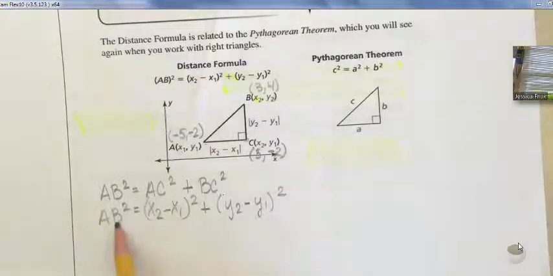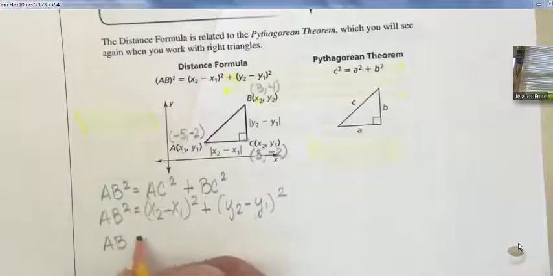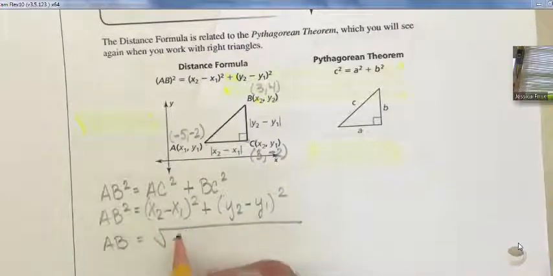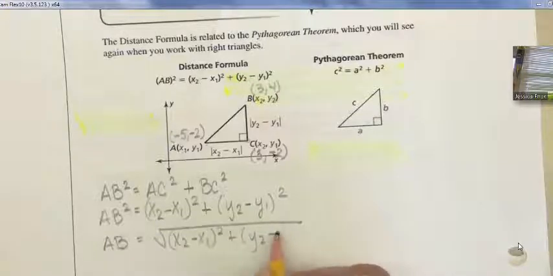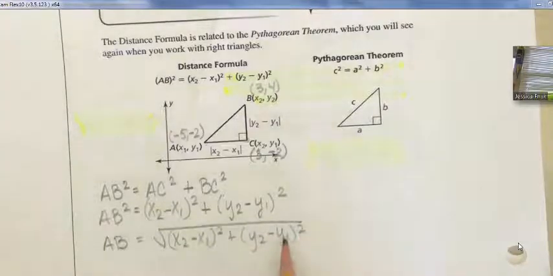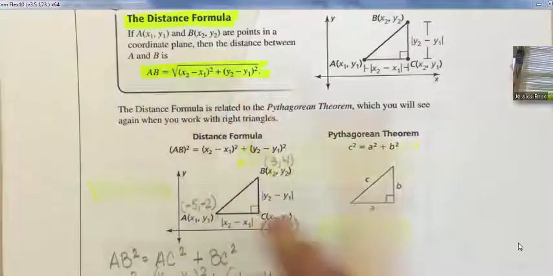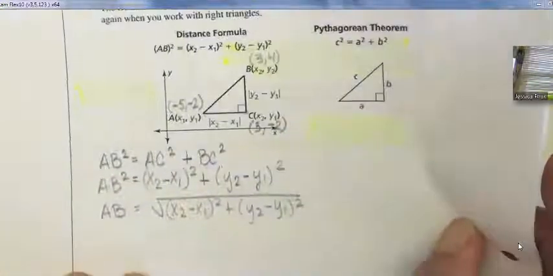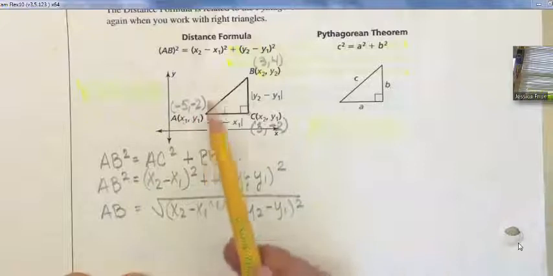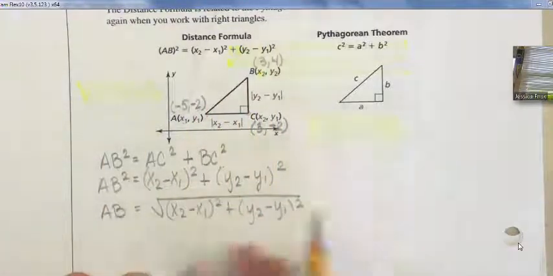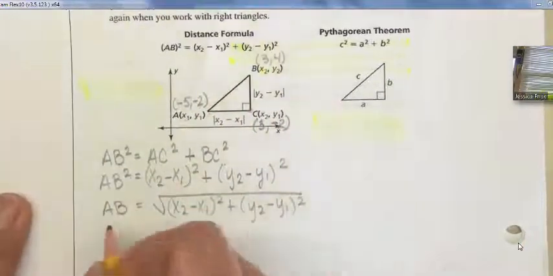Now, how do I get AB by itself? Because it's being squared, well, you take the square root. So AB truly is the square root of x2 minus x1 squared plus y2 minus y1 squared. And that right there is the distance formula. There it is. So let's go ahead and finish this off, and you'll see that we get the exact same thing if I use those points from our exploration in the beginning.